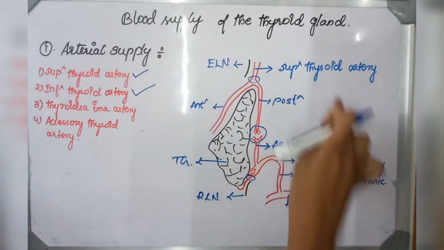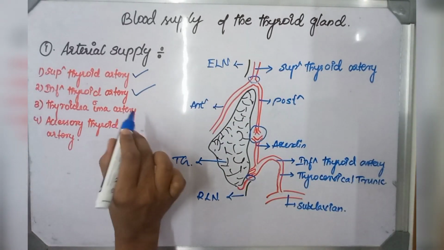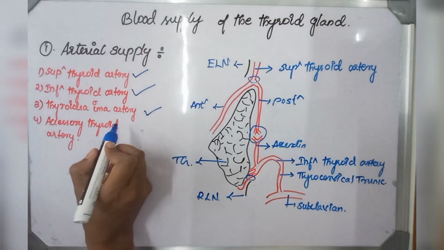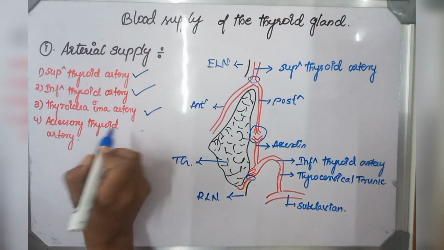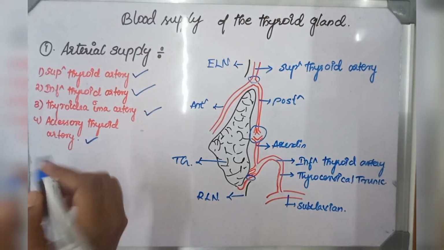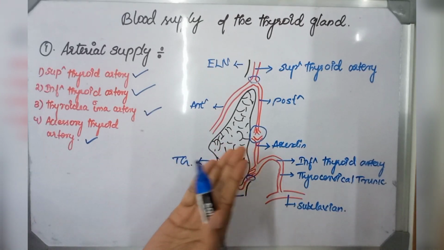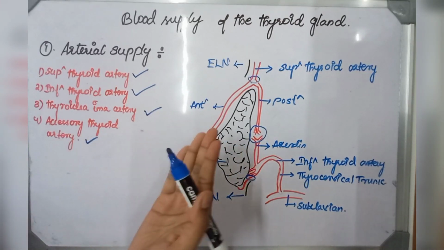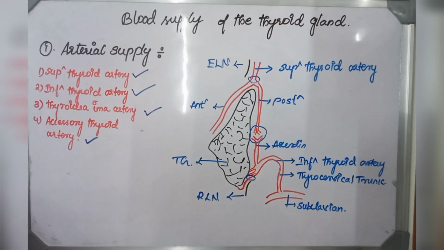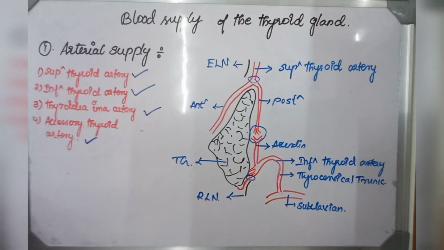These two are the main arteries, but there are two more arteries, that is the thyroidea ima artery, which is also known as the lowest thyroid artery, and the accessory thyroid artery, which supply the thyroid gland. So let us see it a little more clearly in upcoming topics.